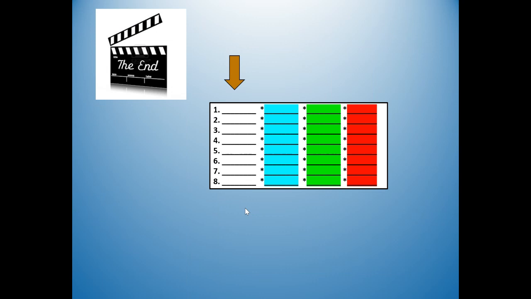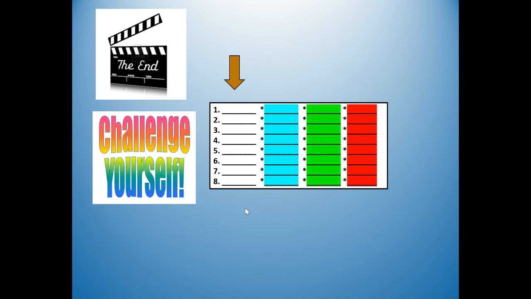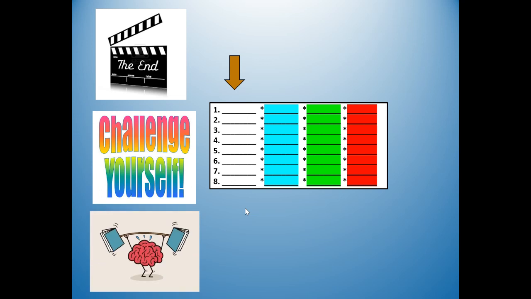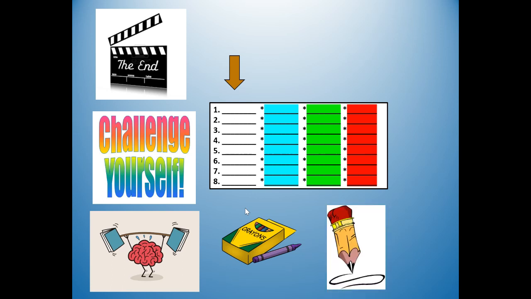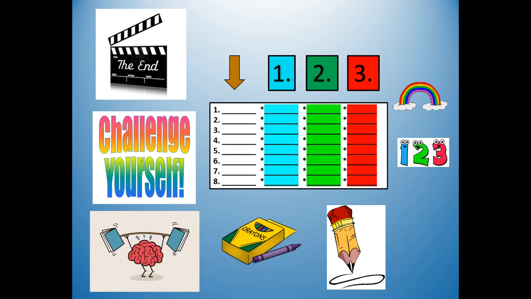So here is your challenge. Now we're at the end of the lesson. Now it's time to challenge yourself and work those brain muscles. So get out your crayons or your pencil, and you've already written your words 1 through 8. And now it's time to rainbow write those vocabulary words once, twice, 3 times.